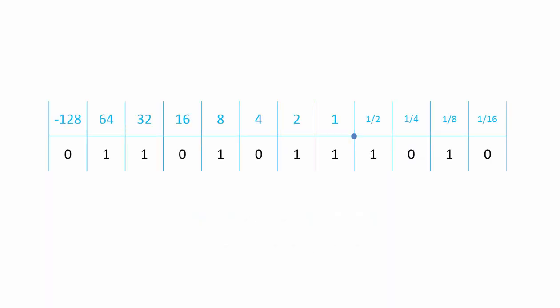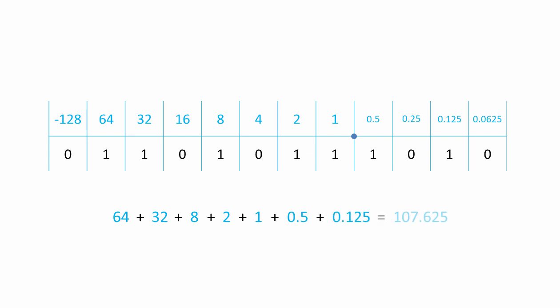Here's another example, but let's convert the headings of these place values from vulgar fractions into decimal fractions to make the calculations easier. You can see it's a positive number straight away because the negative place value has a zero underneath it. When we add up the place values, we have 107.625 this time.